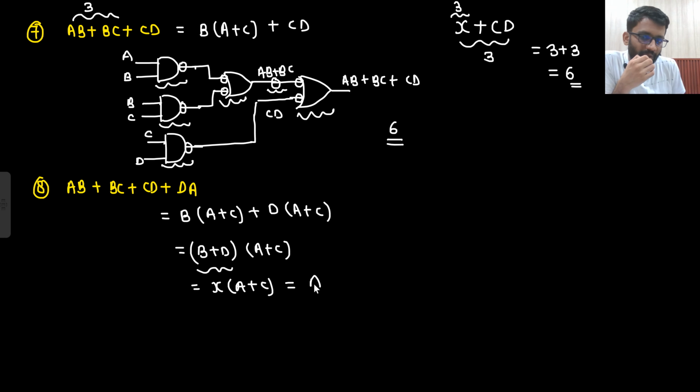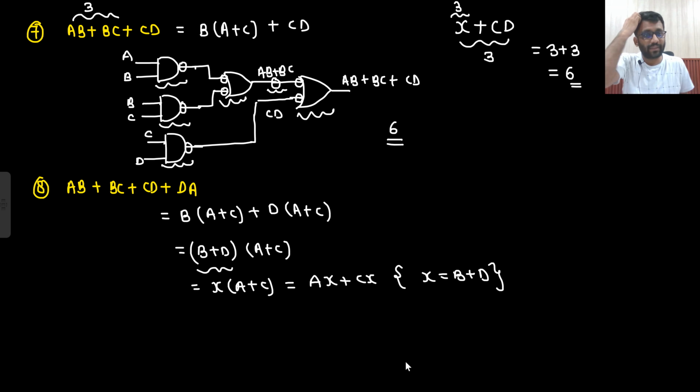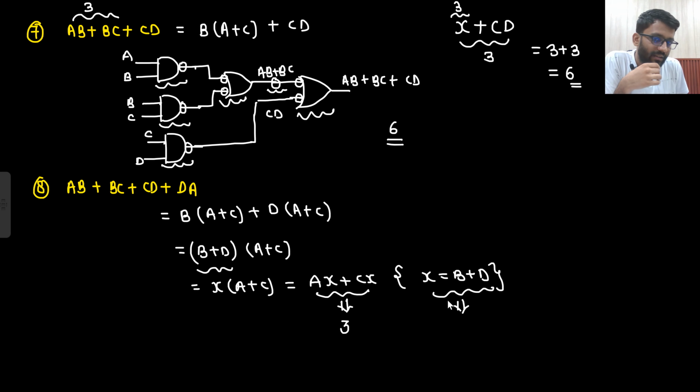So what I need to implement? AX plus CX, where X is B plus D. I need to implement AX plus CX. How much this will require? 3. And how much this will require? This is an OR gate only. This will also require 3. So 3 plus 3, total answer will be 6. Are you getting this point or not?